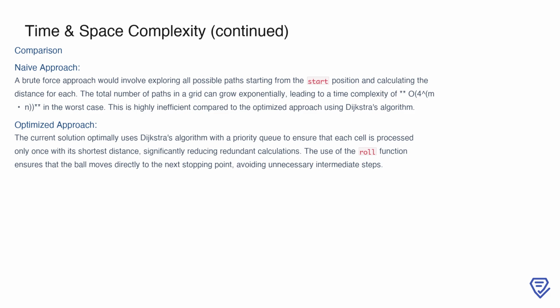In contrast, our optimized solution leverages Dijkstra's algorithm with a priority queue, ensuring that each cell is processed only once with its shortest distance. This avoids redundant calculations and unnecessary path evaluations. The use of the roll function further enhances efficiency by allowing the ball to move directly to the next stopping point, skipping intermediate cells. This combination of techniques makes the optimized approach far more scalable and practical.